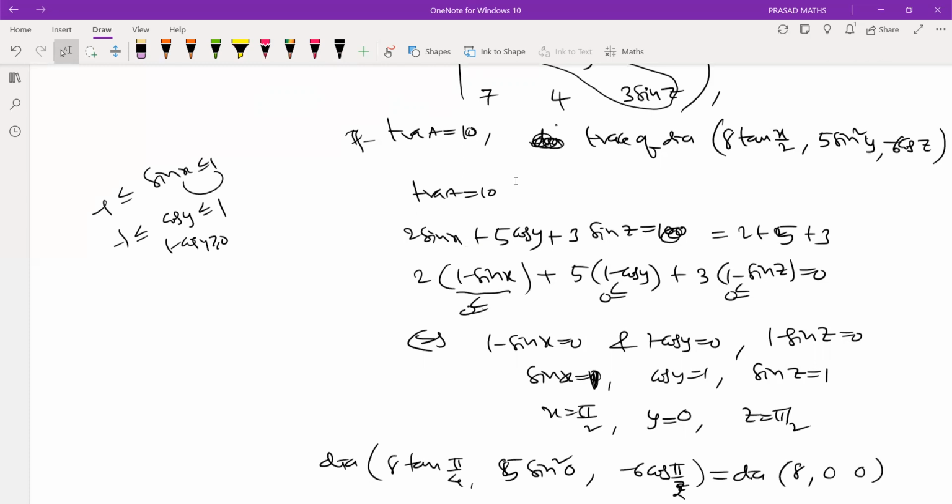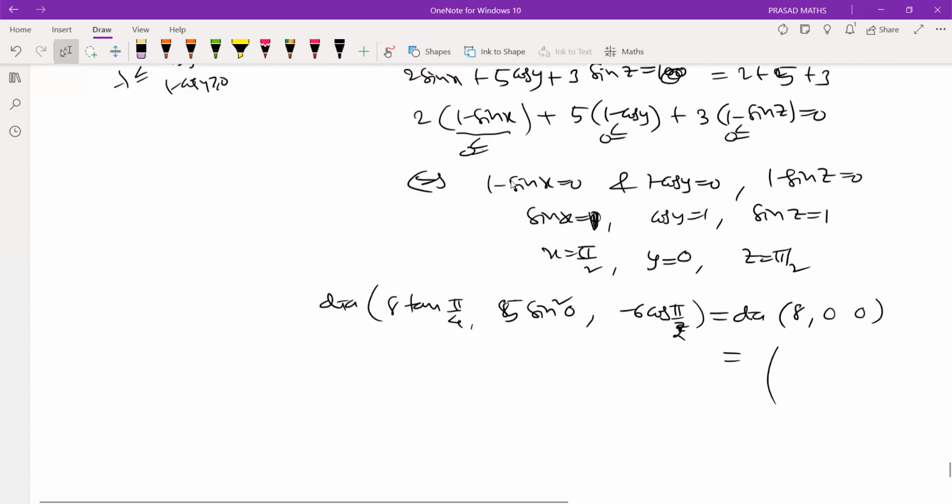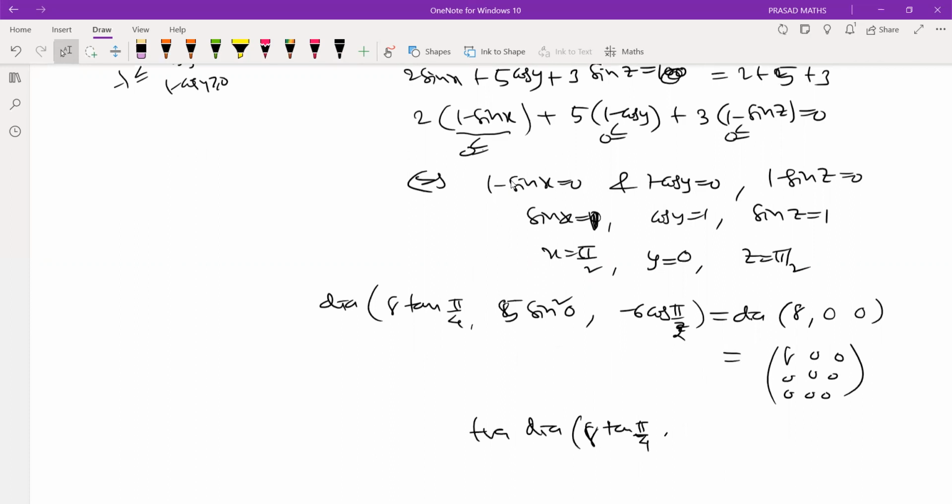So that is nothing but what? Diag of 8, 0, 0 is nothing but what? 8, 0, 0, 0, 0, 0. What is the trace of this? Trace of diag of 8 tan pi by 4, 5 sin square 0, minus 6 cos pi by 2 is nothing but what? 8 plus 0 plus 0. What is the answer? 8.